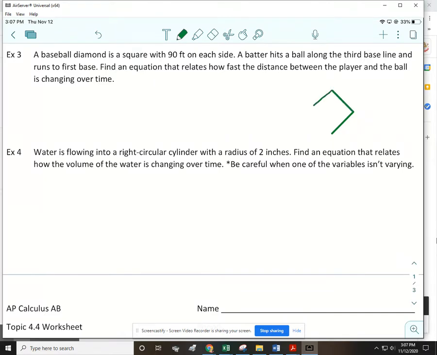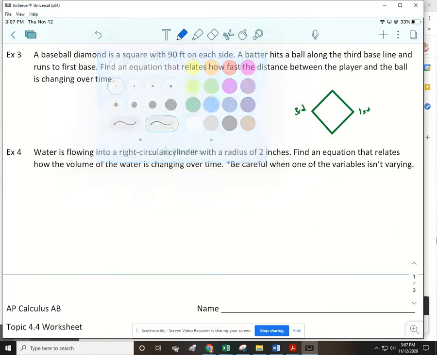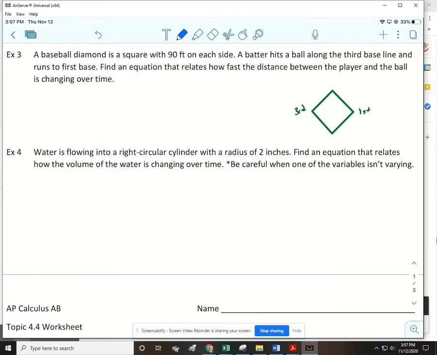Probably it's not going to be perfect, but maybe this program helps me draw straight, perfect lines. That's not too bad. It's not perfect though. But this is third base over here, and this is first base. So a player hits a ball down the third base line, so it's moving in this direction. And the player is running in this direction. So he's running, and the question is, how fast is the distance between the player and the ball changing?